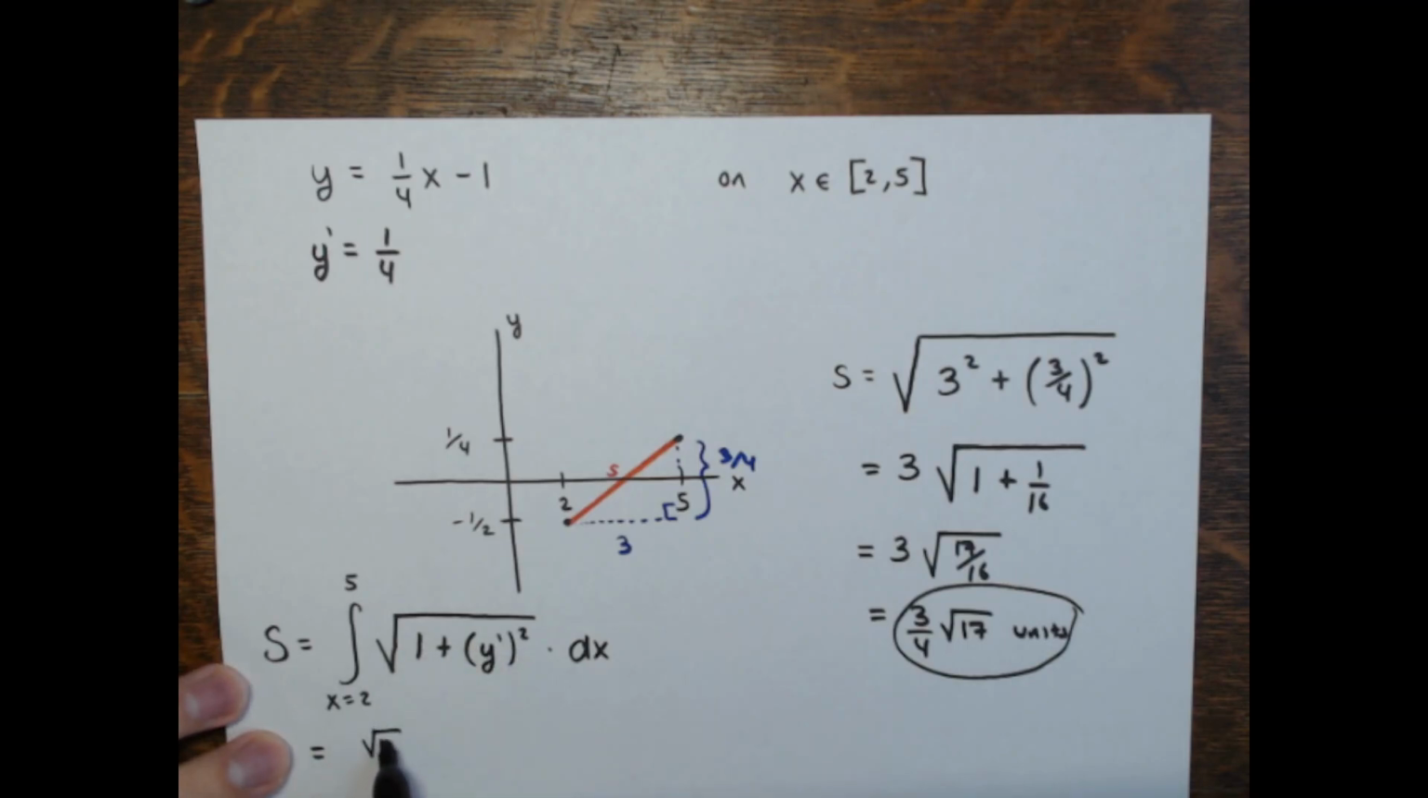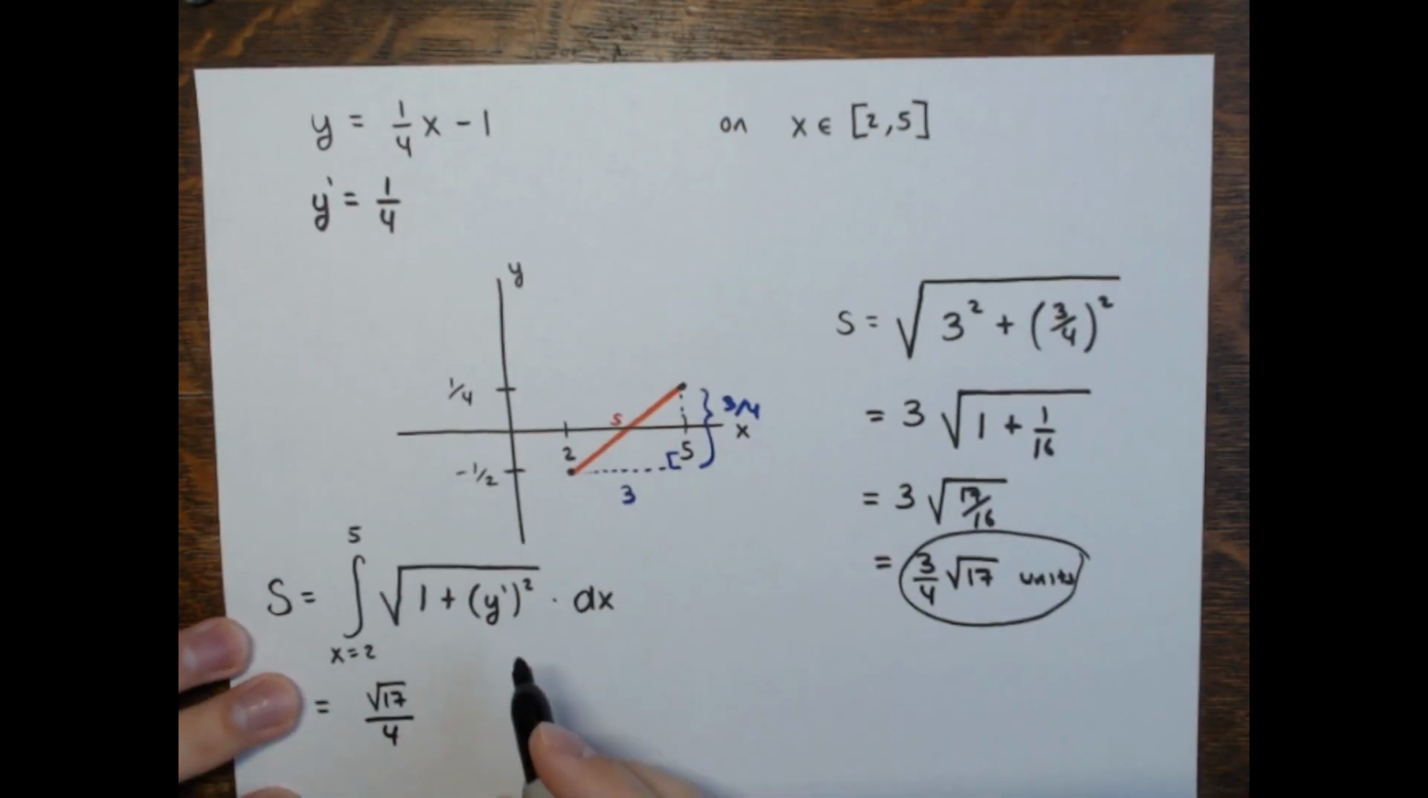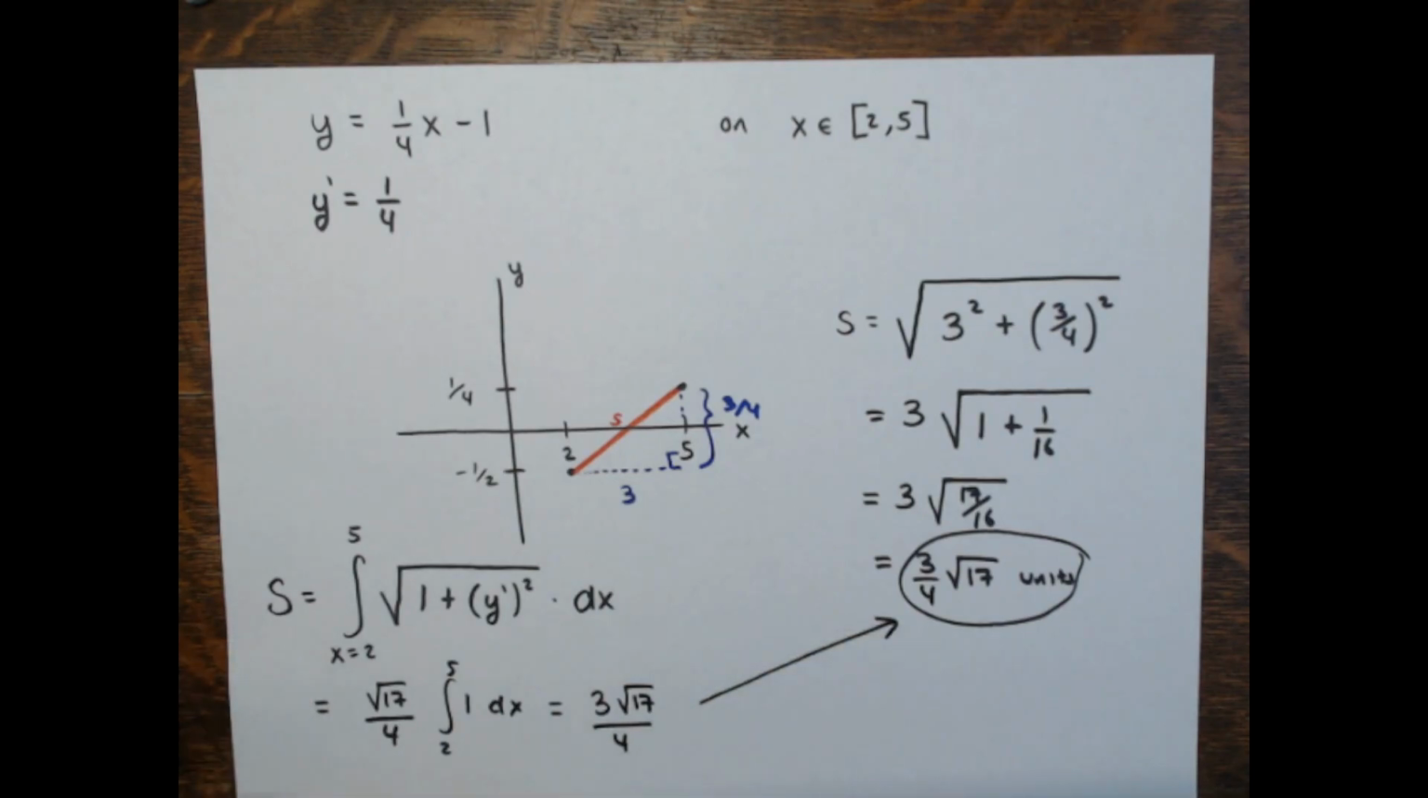Pull that out. That's the square root of 17 over 4, the square root of 16, times the integral from 2 to 5 of just 1. This is a constant then. And that would be 3 times the square root of 17 over 4, which is exactly what I got earlier just by looking at it as a big right triangle, because you have a straight segment.